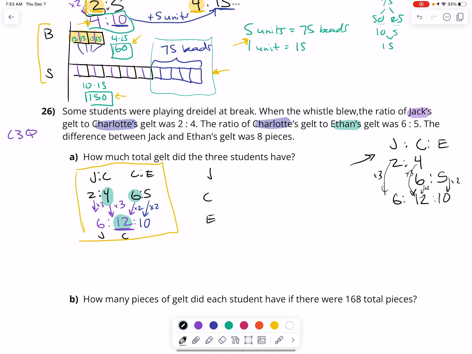So looking at the bar model for this one, we know we have Jack to Charlotte to Ethan. This is Jack, Charlotte, and Ethan. So Jack started with 2 to 4.